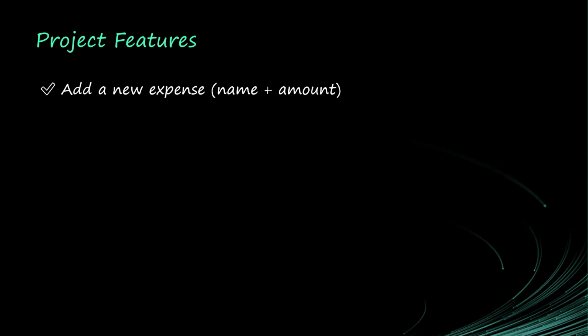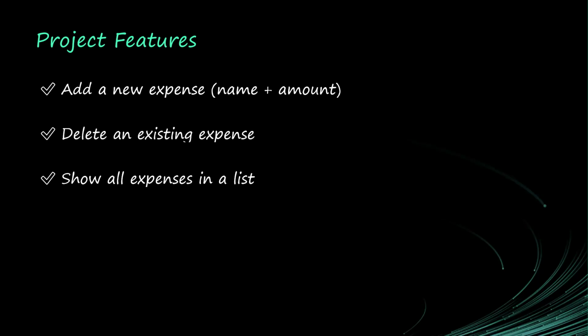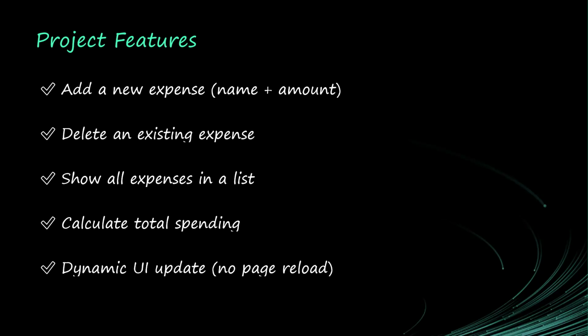So, add a new expense. The features of this application are that it will allow us to add a new expense, the name of the expense and the amount. It will also allow us to delete an existing expense. It will allow us to show all expenses in a list. These are the requirements. It can calculate the total spending. Very simple application. It's also going to have a dynamic UI update, so we don't need to reload the page. If we add an expense, it will automatically update. If we delete, it will automatically update.